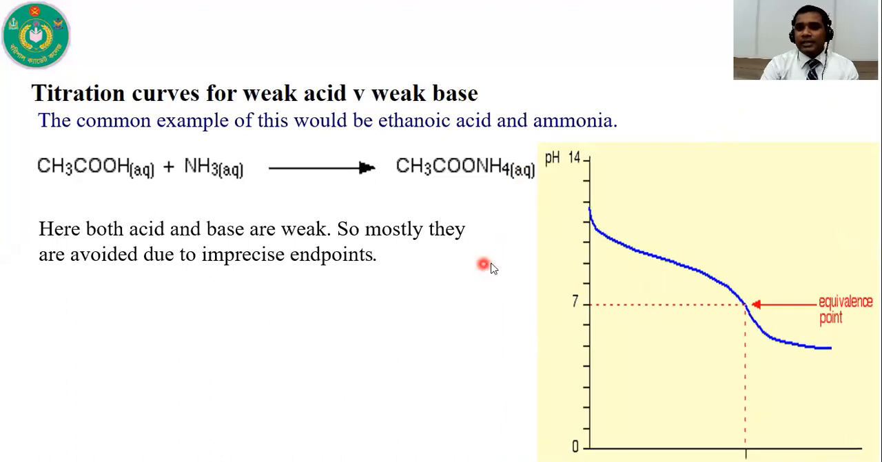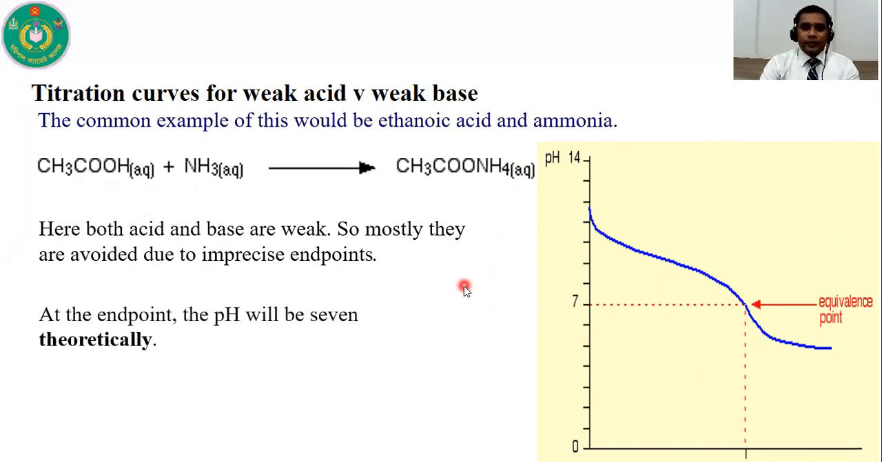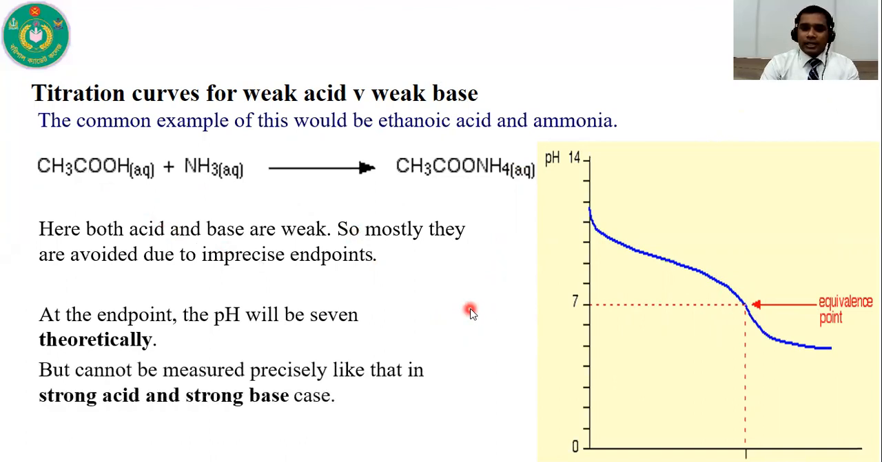So we cannot find the precise endpoint. Here you can see that this endpoint is not precise and sharp. It is very difficult to find the endpoint because both acid and base are very weak. At the endpoint, the pH will be 7 theoretically, but it cannot be measured precisely like in strong acid and strong base. In strong acid and strong base, we find a sharp and precise curve, but in the titration of weak acid and weak base, we cannot find a precise or sharp curve.